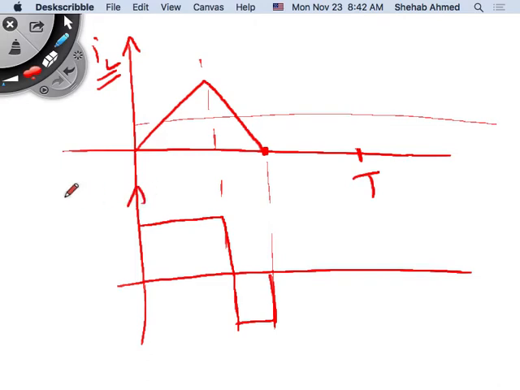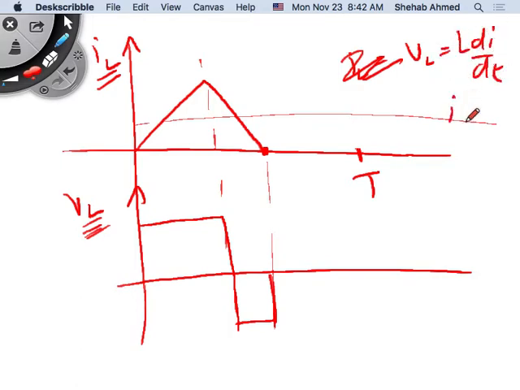So if this is VL, VL is equal to L di by dt. So IL is equal to 1 over L integral of V dt. This is a constant. The integration of it is a ramp. This is a constant. Integration of it is a ramp. It's the same thing we did before.